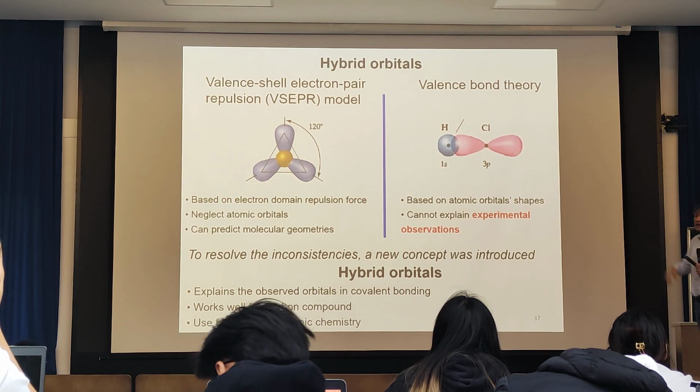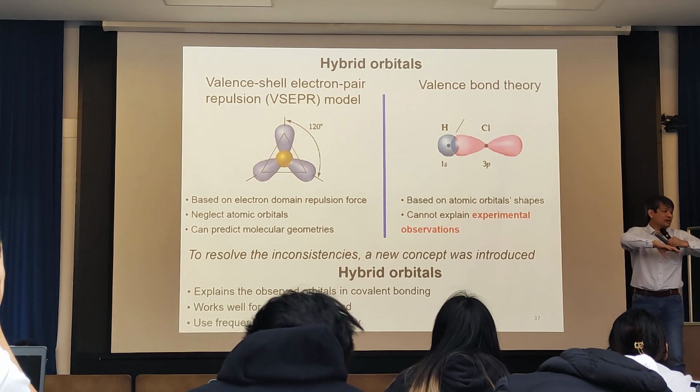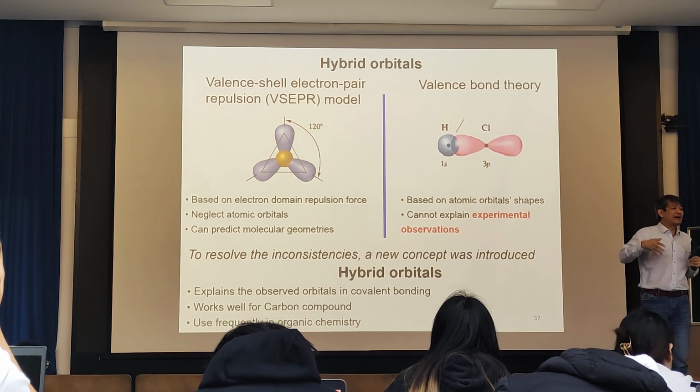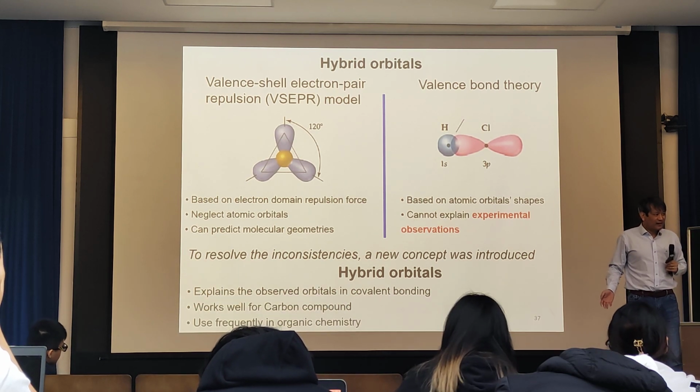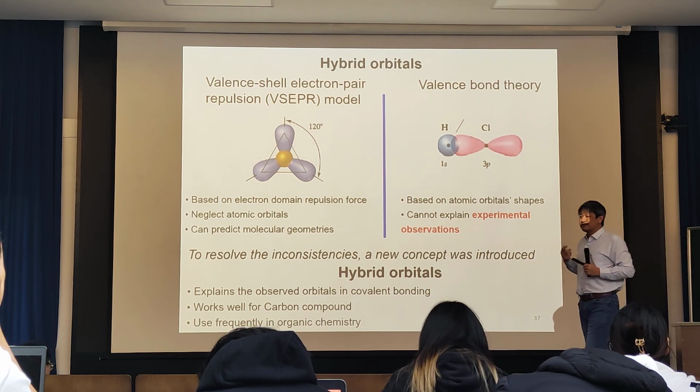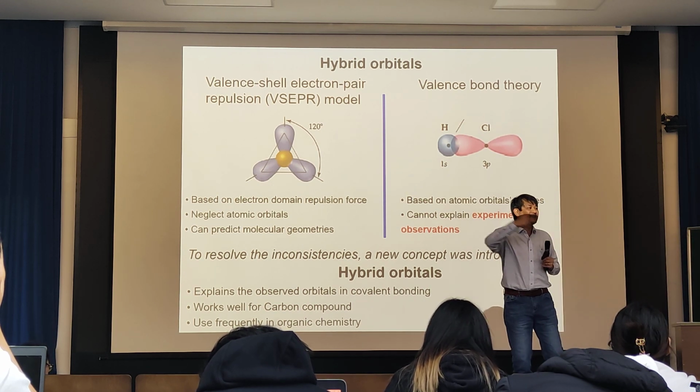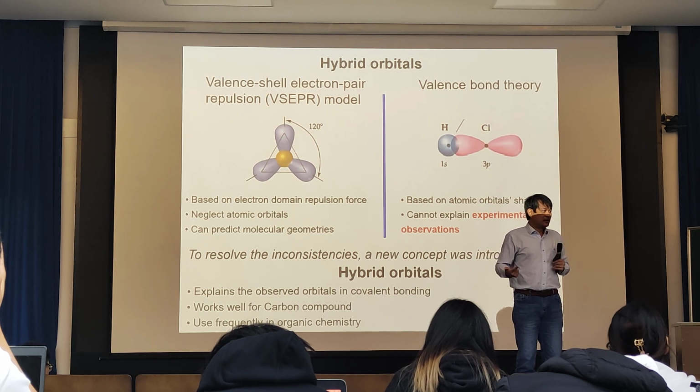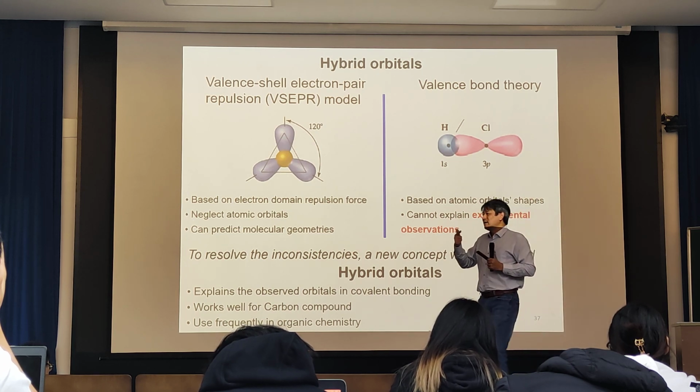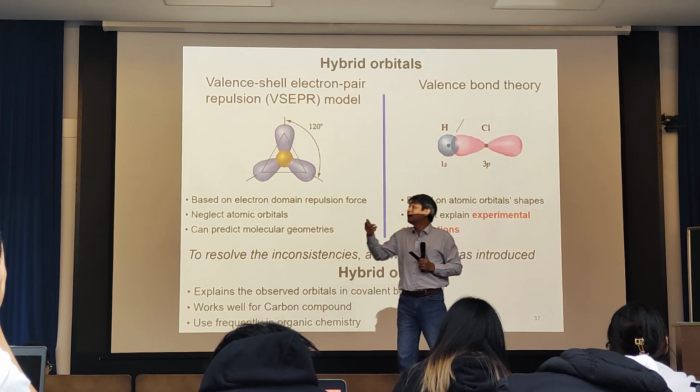Hybrid means you take the S, you take the P, you mix, and you will have orbital SP. Okay? And the orbital SP will contain both the character of S and the character of P. If you take one S, you mix with one P.